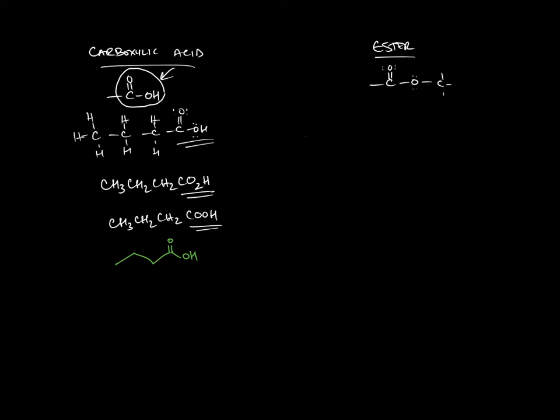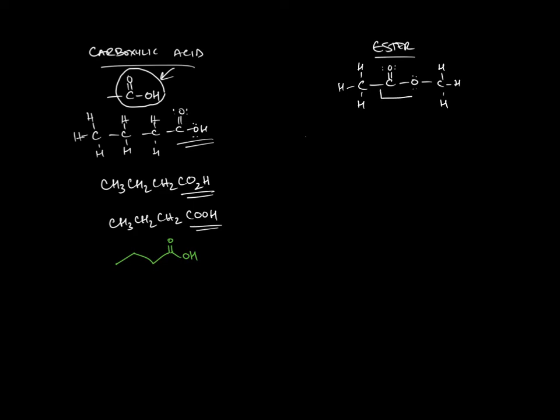So there's just more stuff attached on that side. As opposed to a carboxylic acid, which would always have to be at the end of a chain, an ether would always have to be somewhere in the middle of a chain. So I'm going to go ahead and put all of my hydrogens in. We'll make this as simple as possible. And that would be an example of an ester.